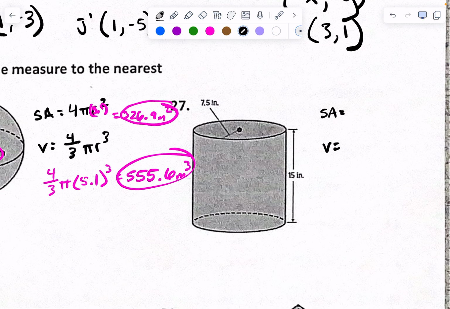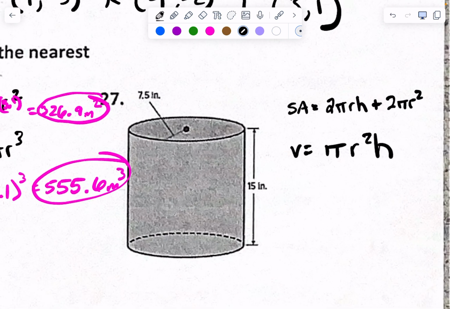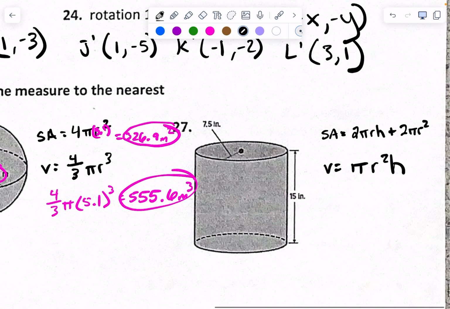What's the surface area of a cylinder? 2 pi r h plus 2 pi r squared. Okay. And volume of a cylinder is the same as volume of a cone, but no third. Pi r squared h. Why don't you just do diameter times pi times height? You can. Something like that, sure. Whatever. We only have two variables going on. We have an r and we have an h. R is 7.5, h is 15.